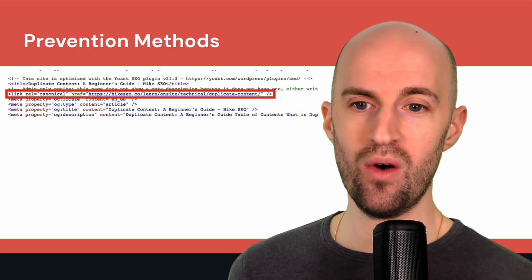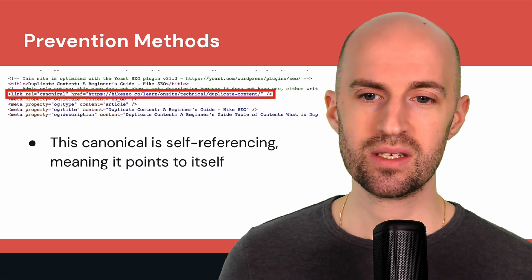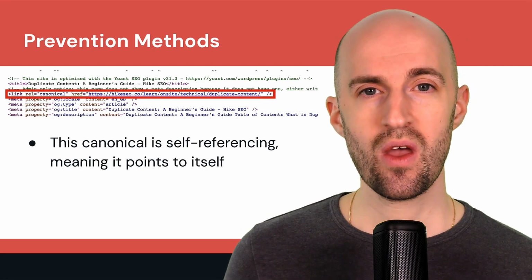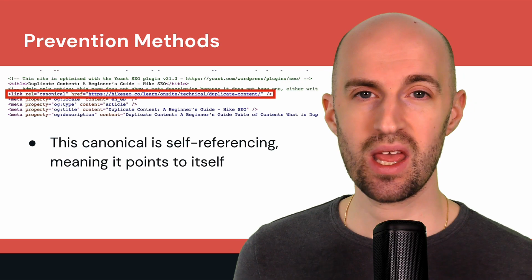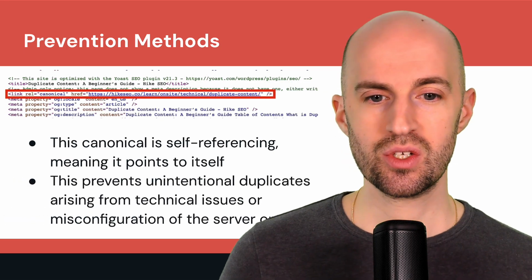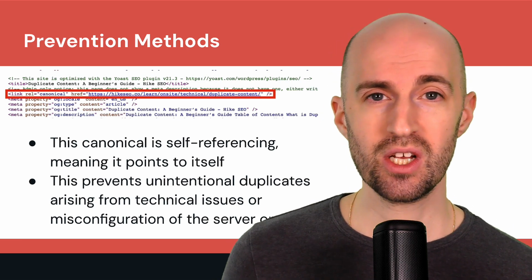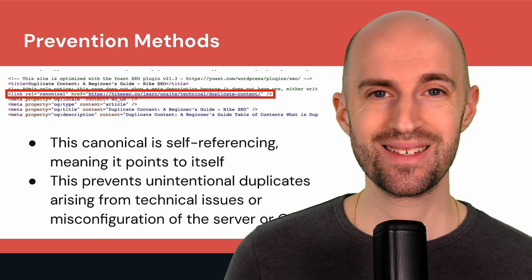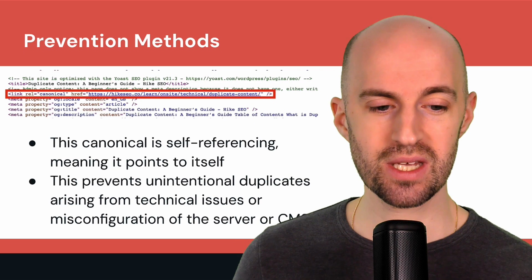So here's an example of a link rel canonical on a single page. This canonical is self-referencing, meaning it's pointing to itself. This is a common practice for pages that don't have duplicates. By default, they should point to itself, just in case there is another duplicate out there, so that it won't cause any issues. Again, this prevents unintentional duplicates arising from technical issues or misconfiguration of the server or the CMS. So it's always good to do that. Most SEO plugins for WordPress or other platforms automatically have a self-referencing canonical tag.